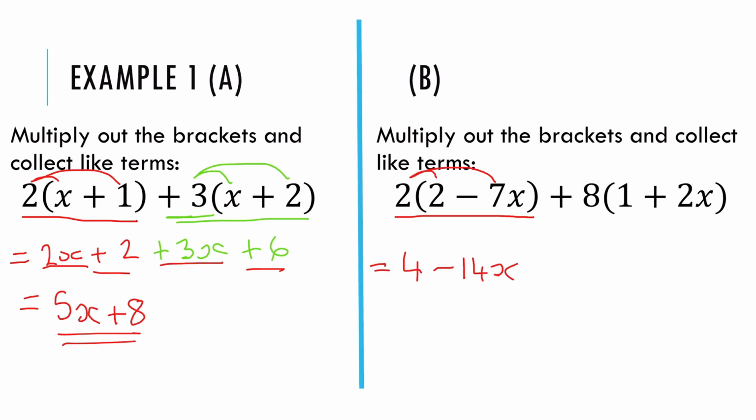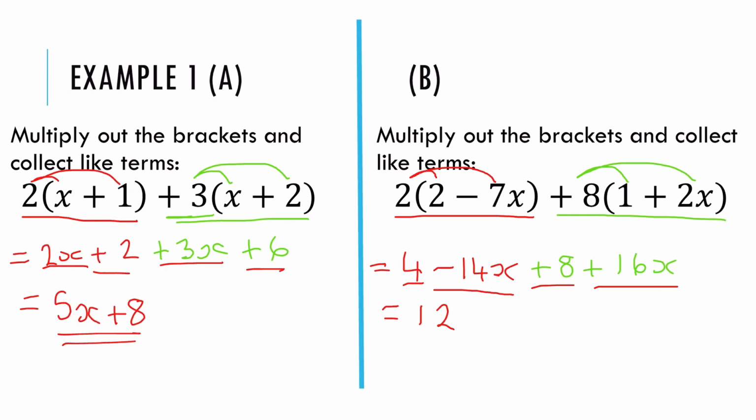We now need to multiply the second bracket by a positive 8. Plus 8 times 1 is just plus 8. Plus 8 times plus 2x is a positive 16x. Okay, so we now can collect like terms. We've got 4 plus 8, which gives me 12. And just be careful here, this is a negative 14x plus 16x, which will give me plus 2x. Or you could write that as 2x plus 12. Both of those are correct.